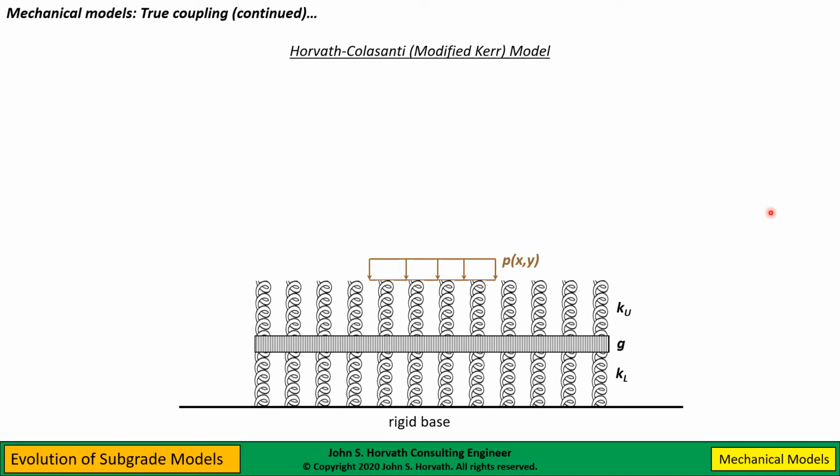Some years ago, I collaborated with Horvath-Colasanti, whose name I'll mention more as we go into things. We modified the Kerr model by substituting a tension membrane for the shear layer. And this actually was to give a model that was much more easily implemented in structural analysis software. We also developed a boundary condition for this model; other researchers in general have not developed a boundary condition.